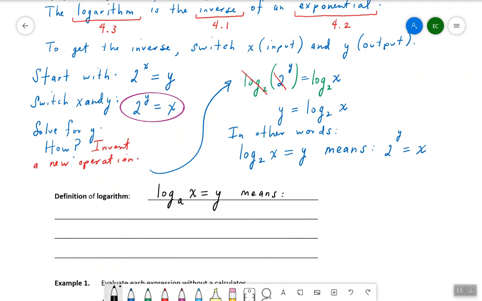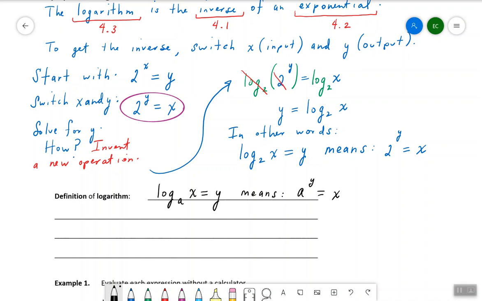Can you see what it would be? If we compare the new statement with the previous statement, the only difference is the base 2 is replaced by an a. The base in the log becomes the base in the exponential. So we have base a raised to the y power equals x. And there you have it.